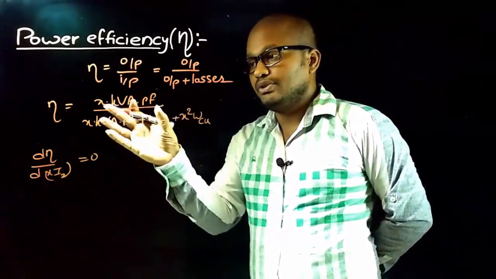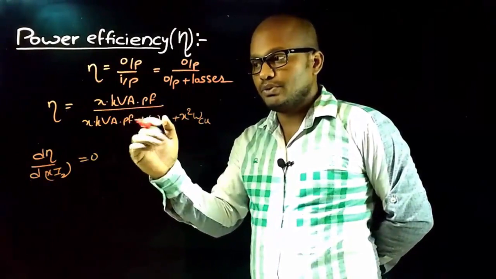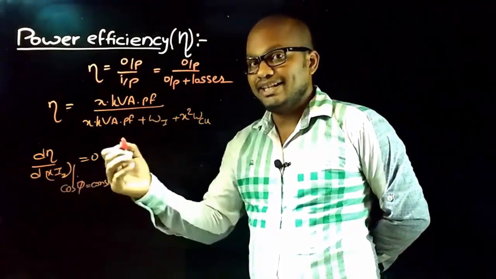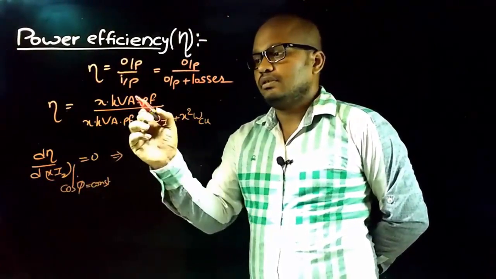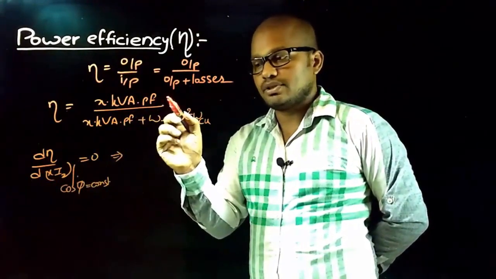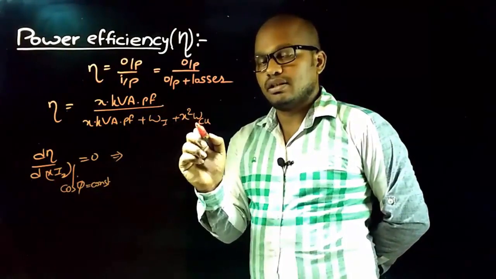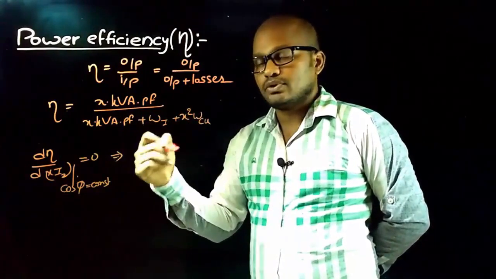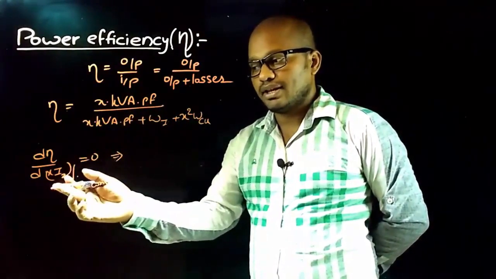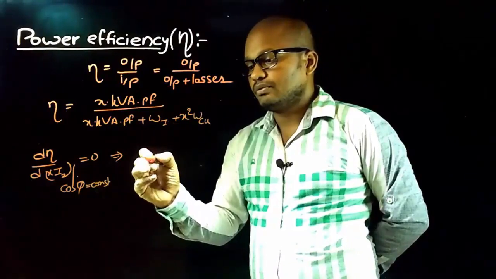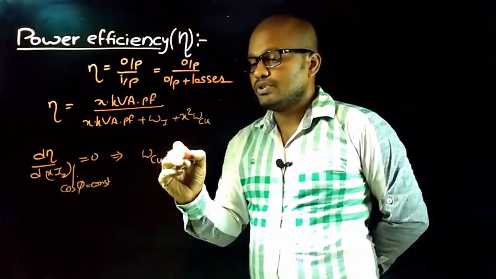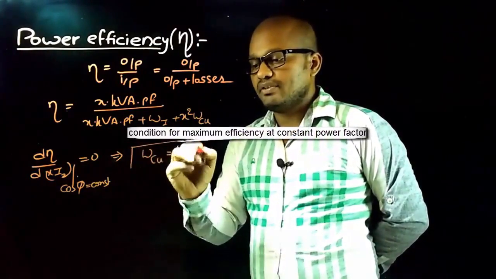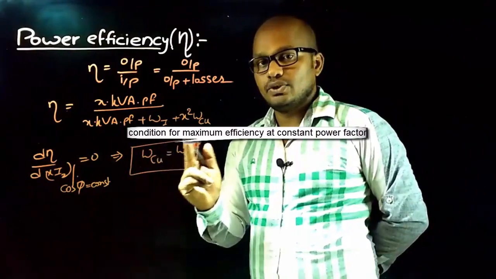For that we need to differentiate this equation with respect to load current at constant power factor and equate to 0. And here kVA rating is constant, power factor is constant, iron losses are constant, and the losses which are variable with respect to load current are copper losses. So if you differentiate this with respect to X into I2, that will give you WCU is equal to WI. Means the condition for maximum efficiency is copper losses equal to iron losses.